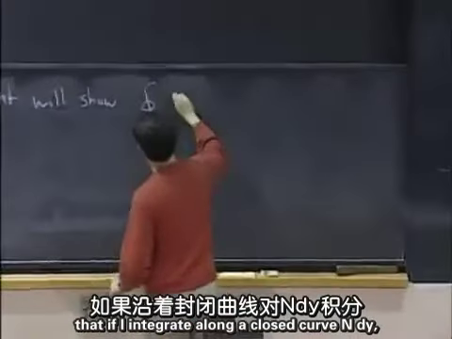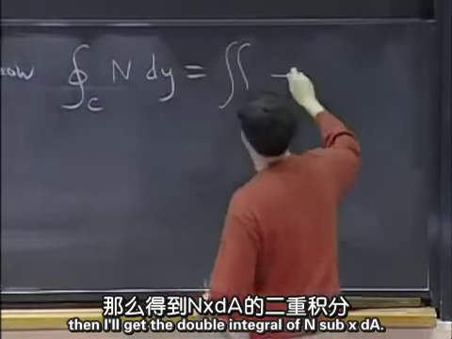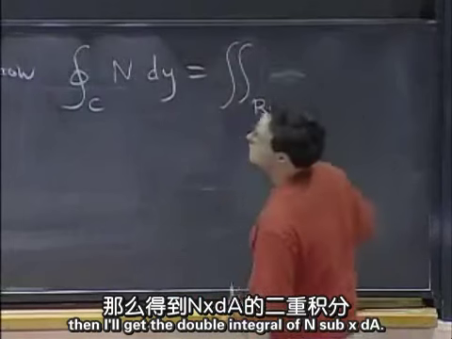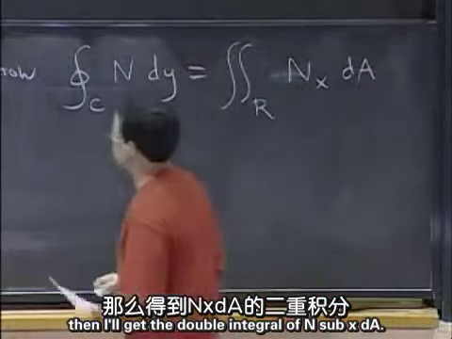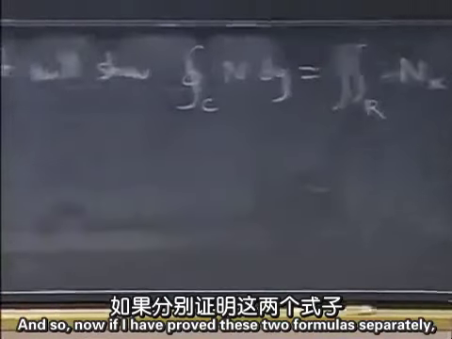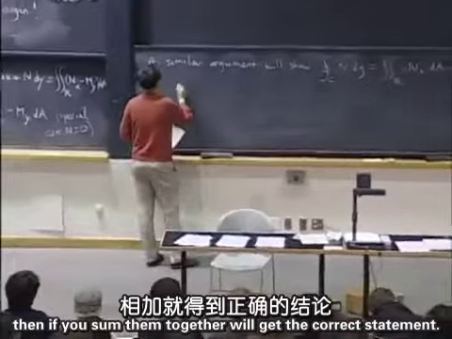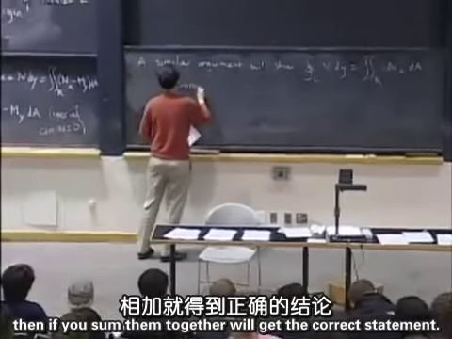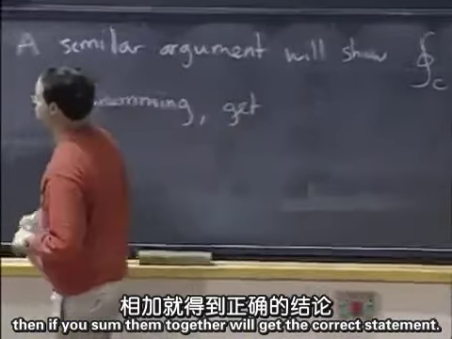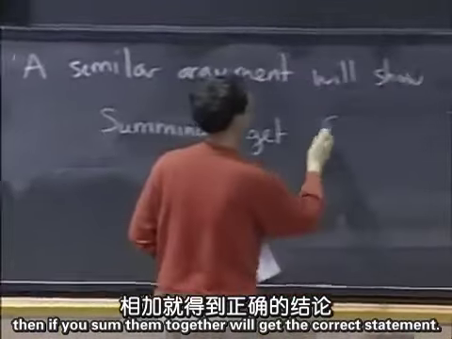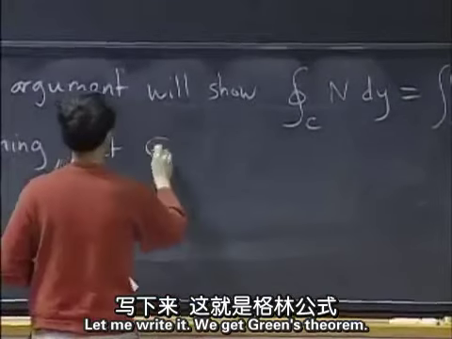I integrate along a closed curve and dy, then I'll get the double integral of n sub x dA. And so now if I have proved these two formulas separately, then if you sum them together, we'll get the correct statement. Well, let me not write it. We get Green's theorem.